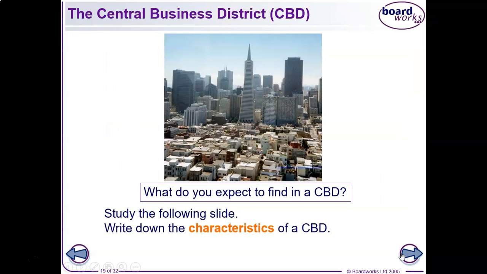Okay. So what are the characteristics of the central business district? This is very simple. What do you expect to find in a CBD? Study the following slide and write down the characteristics of the CBD. So if you pause there, I want you to write down what you see.